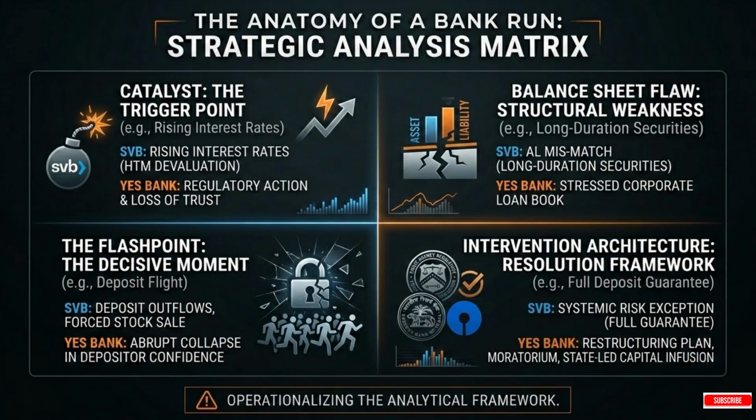We use a strategic analysis matrix to understand the anatomy of a bank run. It focuses on four elements: the catalyst or trigger point, the balance sheet flaw or structural weakness, the flashpoint or decisive moment, and the intervention architecture for resolution.